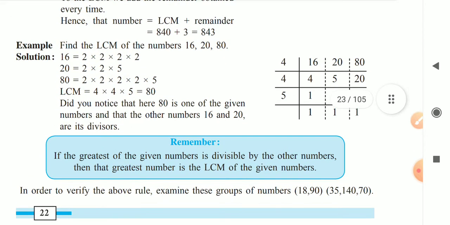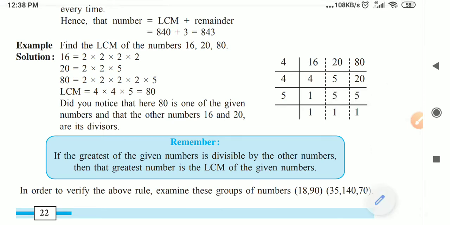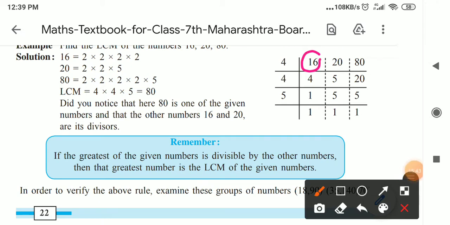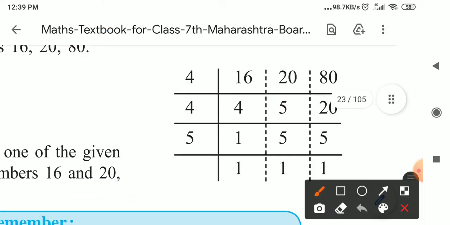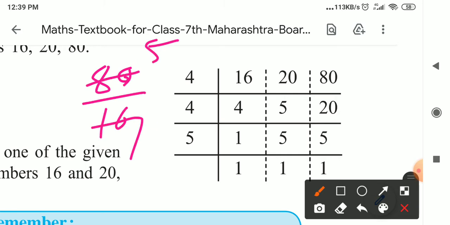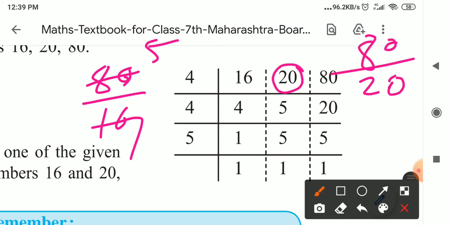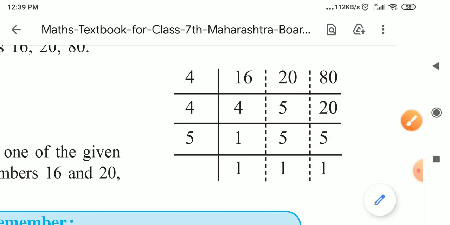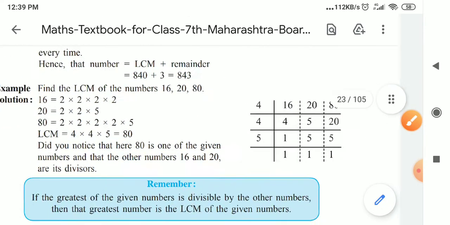So from this, what we are understanding here is that if the greatest of the numbers, from the above numbers 16, 80, 20 and 80, is divisible by the other numbers, it is the LCM. Here 80 is divisible by 16 also: 16 1s are 16, 16 5s are 80. And 80 upon 20: 20 1s are 20, 20 4s are 80. Both numbers divide 80, and that's why the LCM of 16, 20, 80 is 80. Understand?